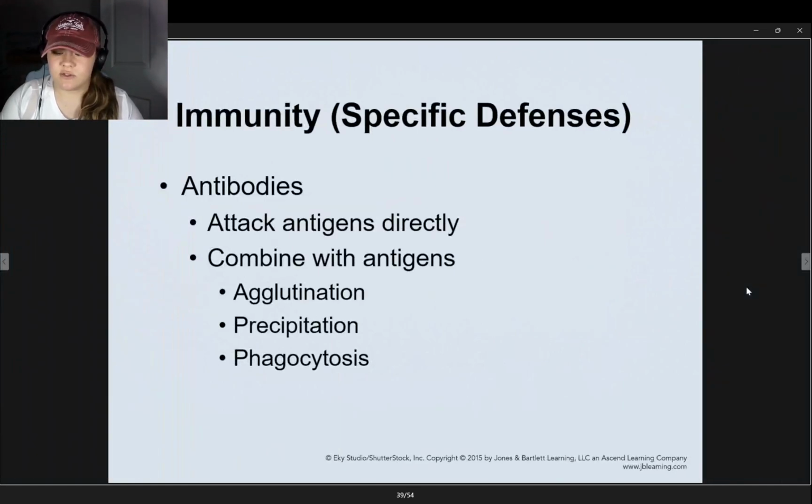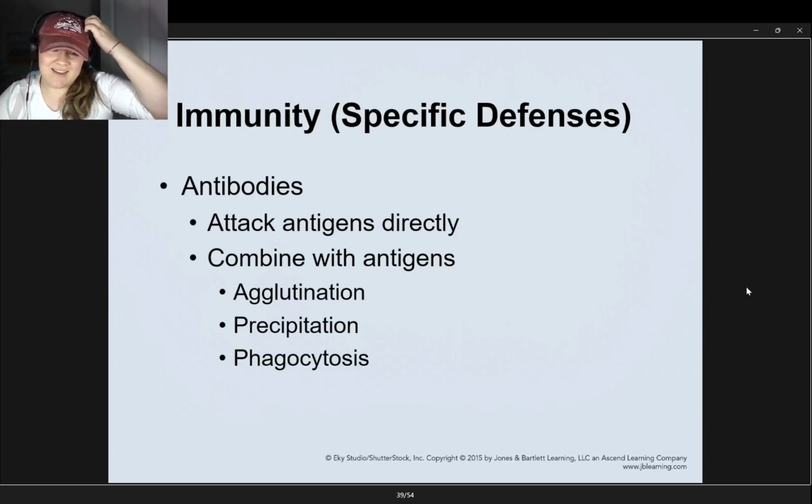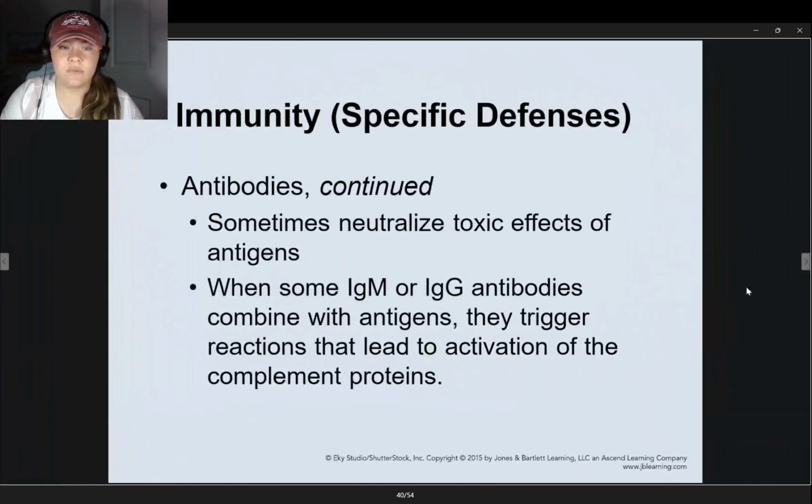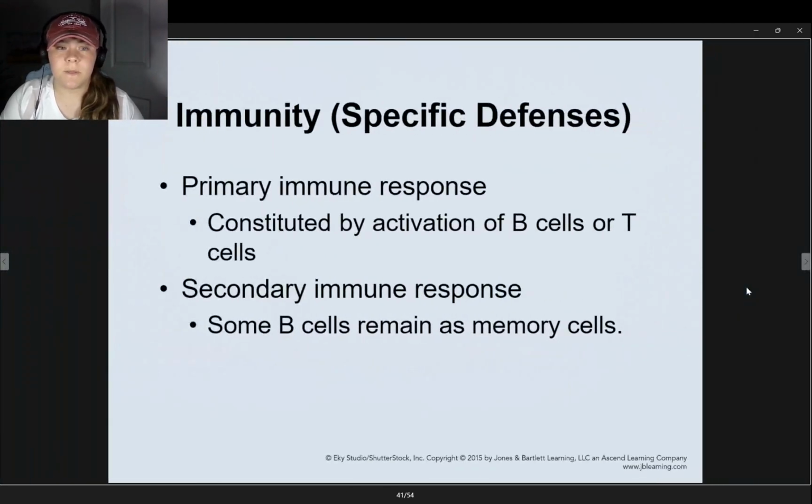Antibodies generally attack antigens directly. They combine with antigens, and they cause agglutination, precipitation, and phagocytosis. Again, they sometimes neutralize toxic effects of antigens, and with some IgM or IgG antibodies combining with the antigens, they can trigger reactions that lead to the activation of complement proteins.